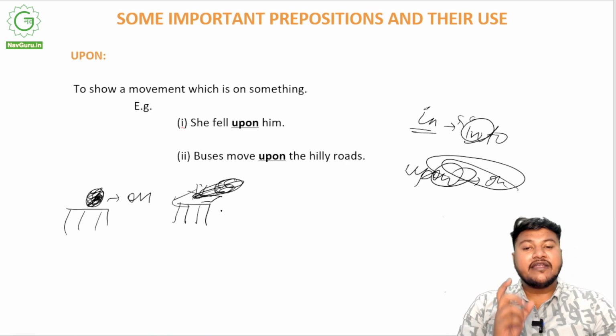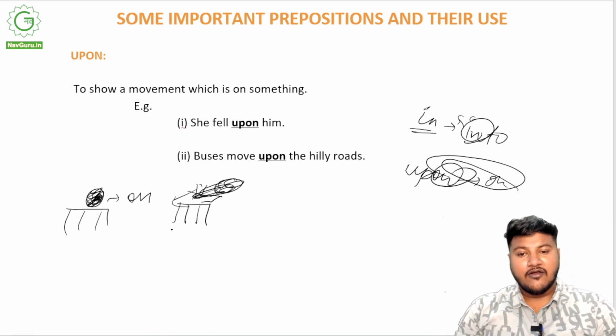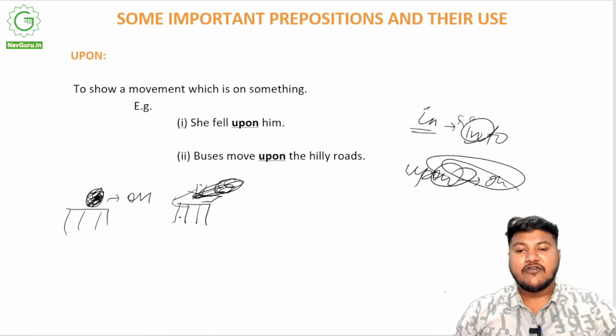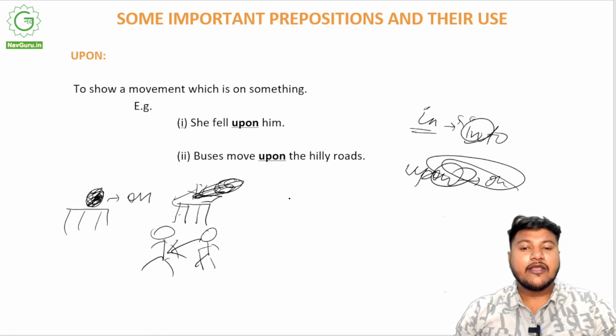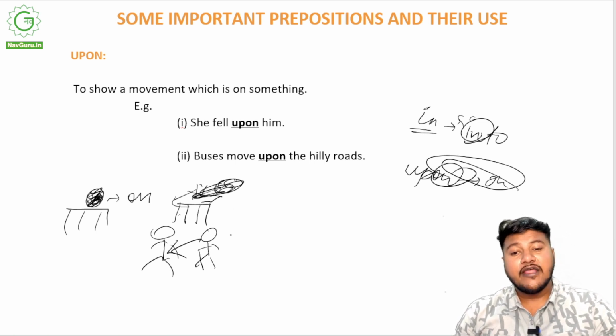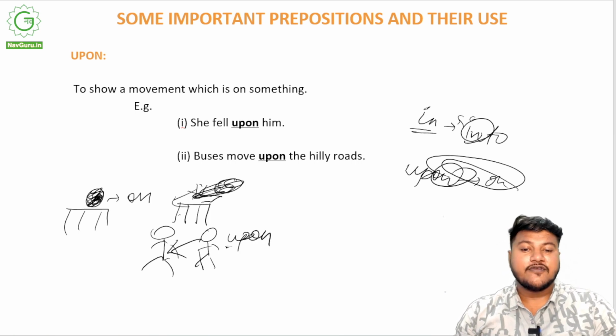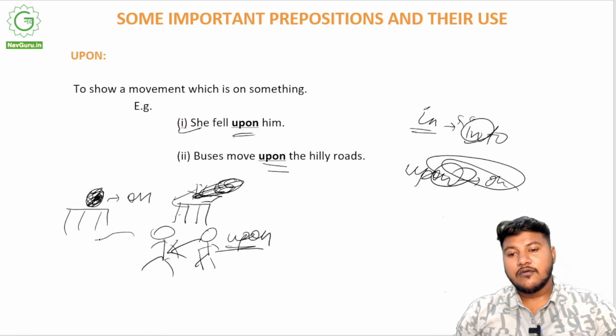So there has to be definite movement here, right? Definite movement is very important whenever I'm using upon. For example, this one person is there, and then this other person comes along, and they trip and fall over, they make contact with the other person's body, they are falling upon the other person. Like mentioned here, she fell upon him, right? Buses move upon the hilly roads, not on the hilly roads, because this is the road, right?